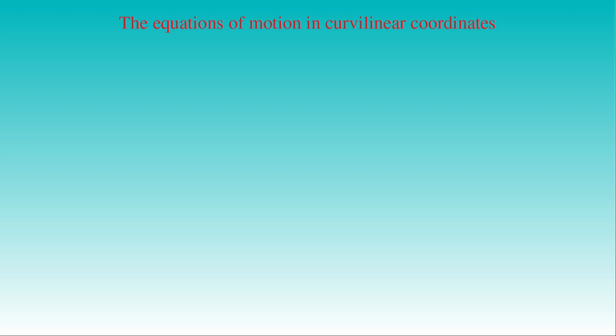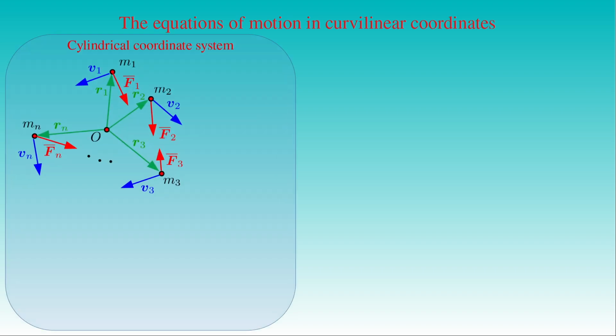Before presenting these general theorems, we note that the scalar form of the equations of motion of a system of point masses can also be expressed in curvilinear coordinates. We already defined the cylindrical coordinate system, which we apply to describe the kinematic quantities of a system of point masses. If we attach such a coordinate system to the reference point O, we will be able to represent the position vector r of any point mass in the system by its cylindrical coordinates, such as the radial distance ρ of the point mass from the z-axis, the polar angle phi, and the coordinate z of the point mass.